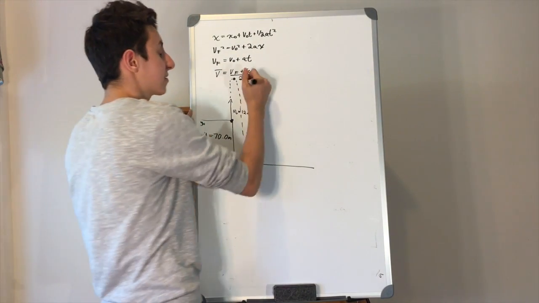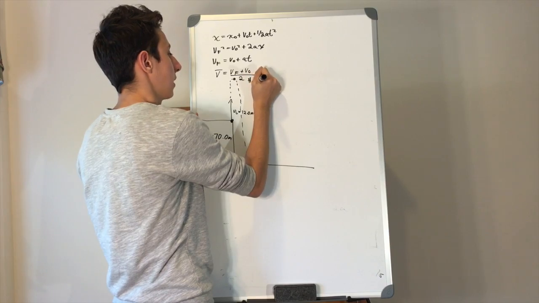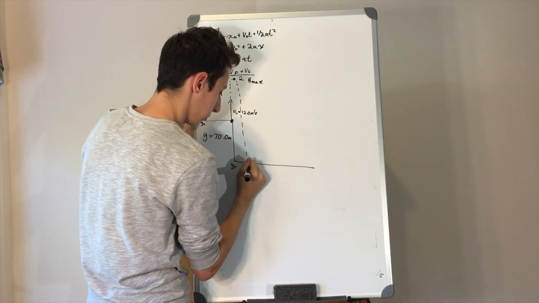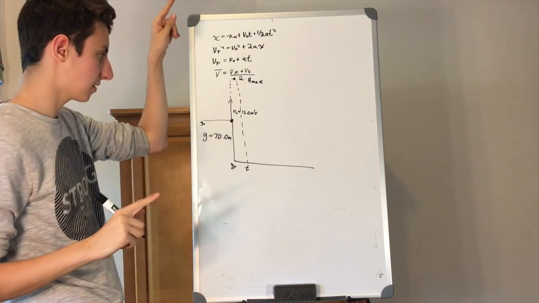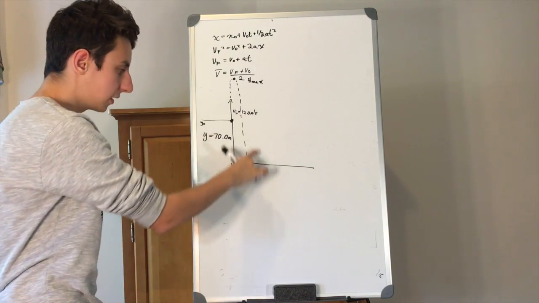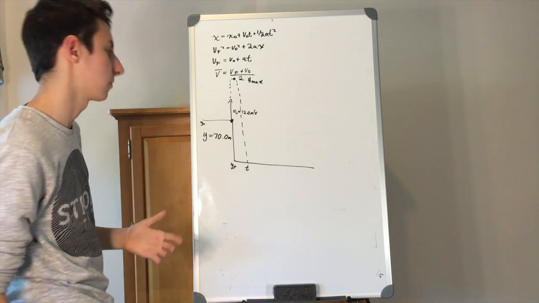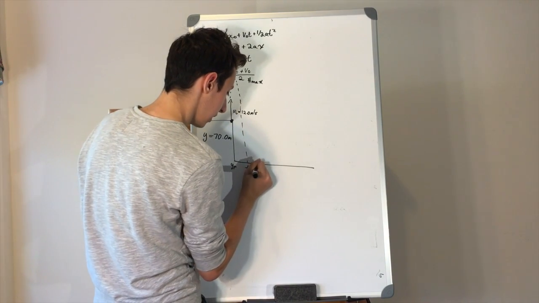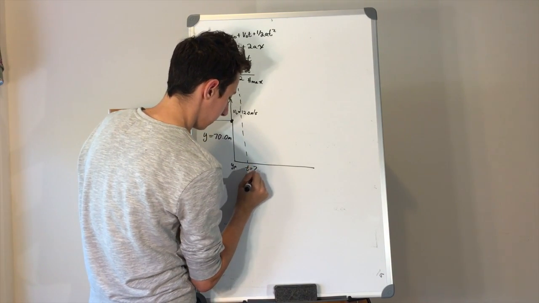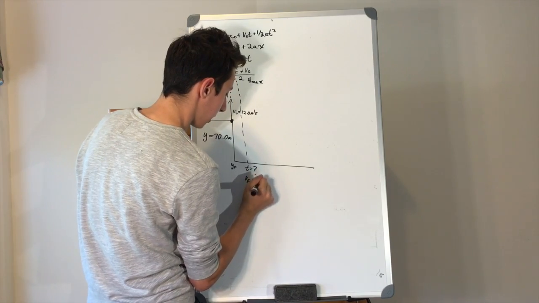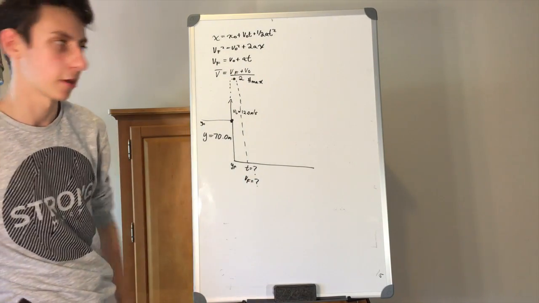So the question asks you to find the maximum height. It also asks you to find the total time for the rock to go up to the max height and back all the way down to the ground, which is 70 meters below the cliff. See, that's the difference in this problem. And finally, it wants us to find the final velocity of when the rock just hits the ground.